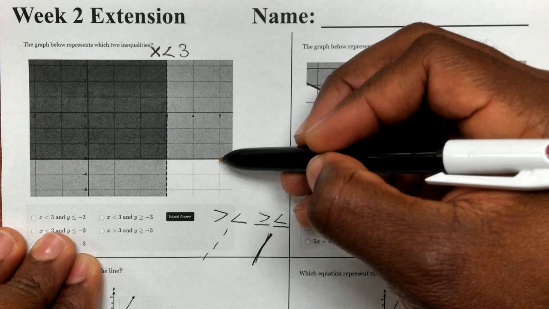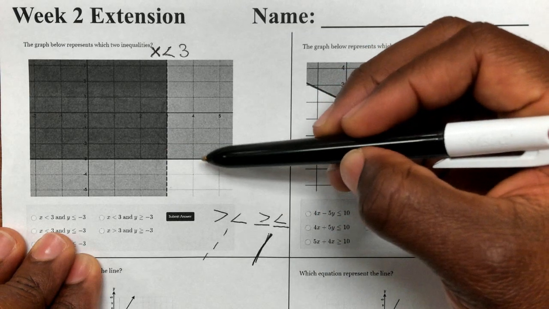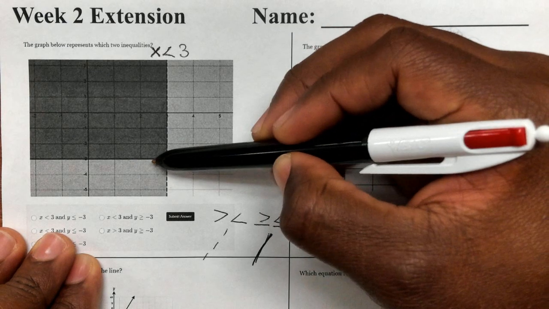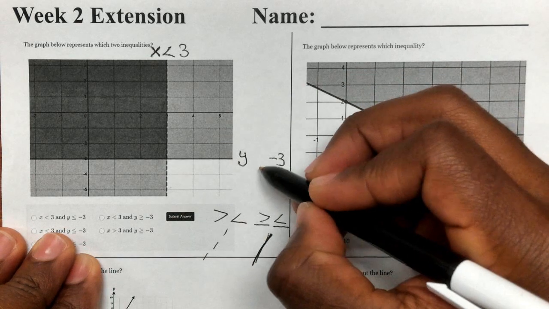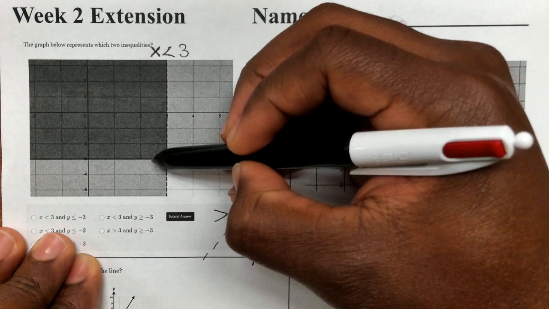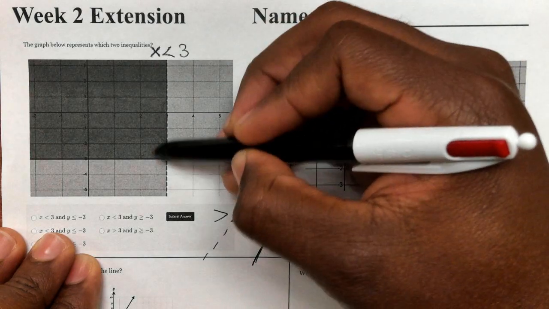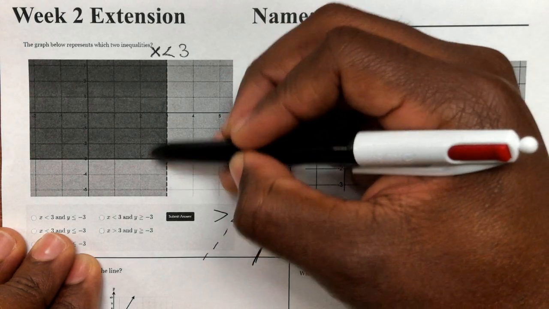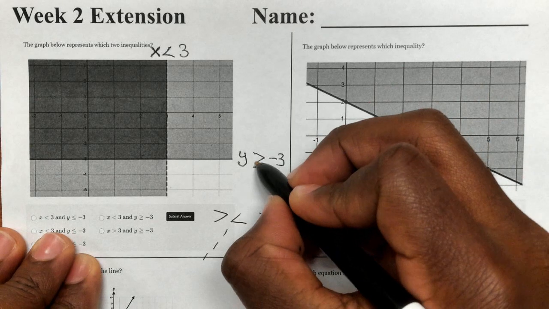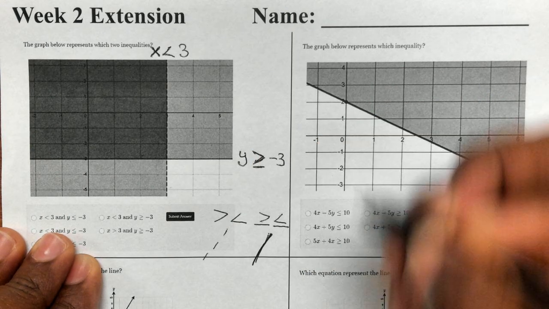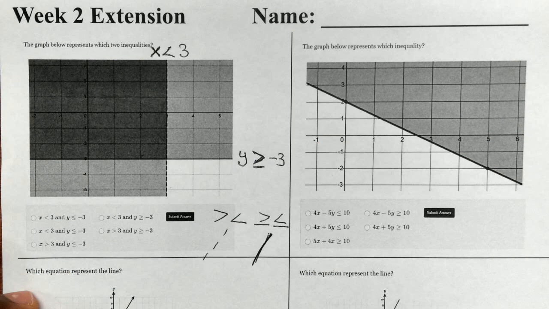Now we're going to do the same thing for the y. We're going to look at where it's shaded. It's a solid line, so we will have a line underneath. And it looks like it's shaded not below it, but above it. If I'm shaded above this line, it's going to be a greater than sign. And those would be my two inequalities.